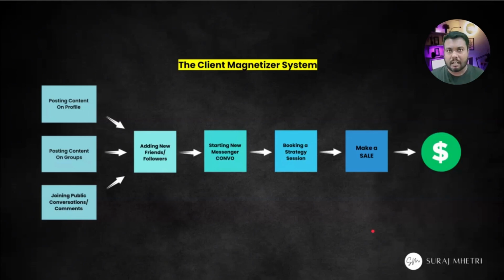The question here is the approach to the system, the approach to the client magnetizer system that we give you. When it comes to posting content on your profile, it depends on what content you are posting. If the content you are posting is not good, then the entire process will not work. What content you are posting in the groups is also an important thing. How you are joining the public conversations is also an important thing.